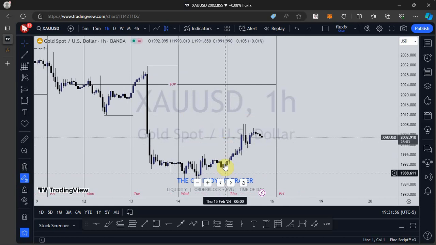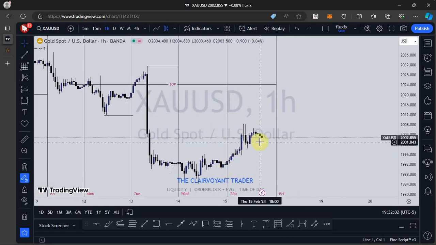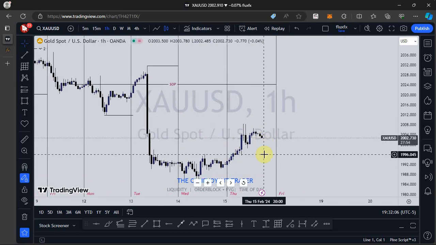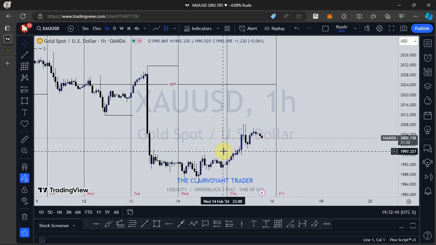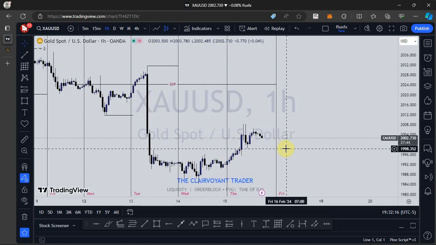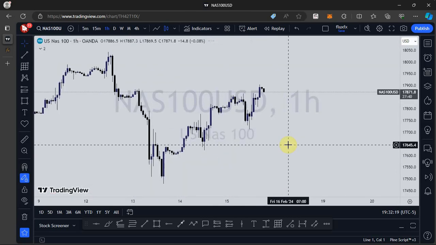Look at how price has printed these small range candles, and I'm expecting a very large candle to the downside so far as the gold market is concerned. So I'm still bearish on gold, looking to see price continue to push to the downside. So that is just that for gold. Let's look at the next market, which is NASDAQ.